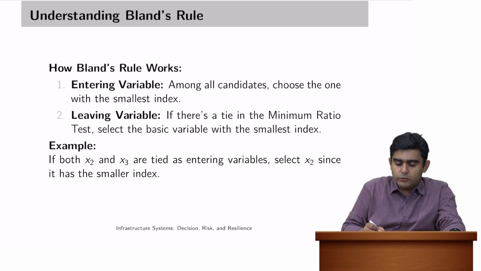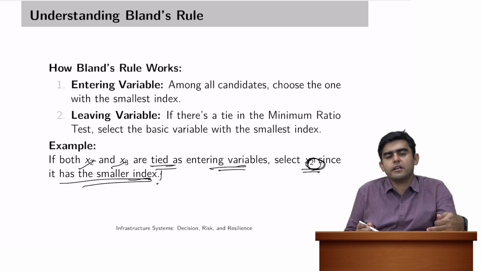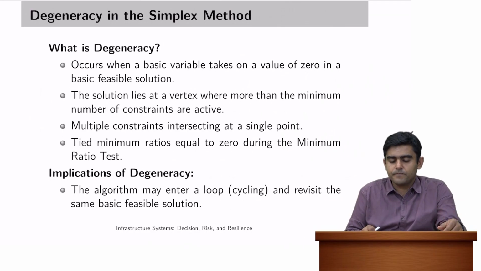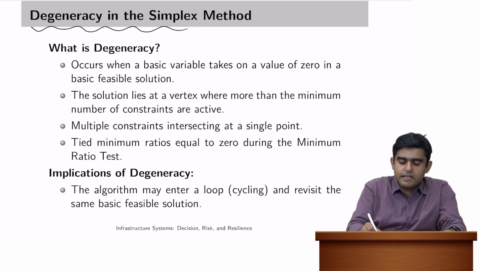So for example, if both x2 and x3 are tied as the entering variable, we would select x2 because 2 has a smaller index. It just gives us a systematic approach to take care of the ties, so that they are broken systematically and not just randomly. Also, there is another case that arises in the simplex method, what we call degeneracy.